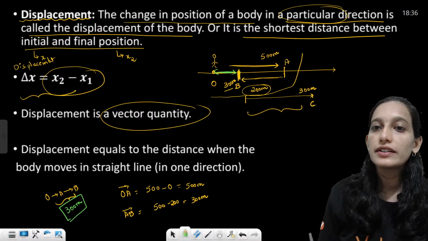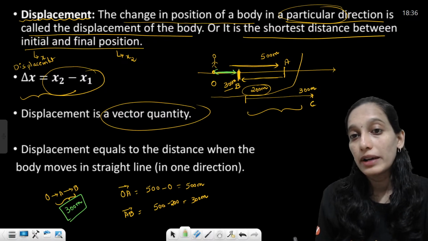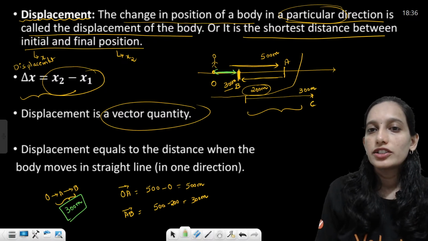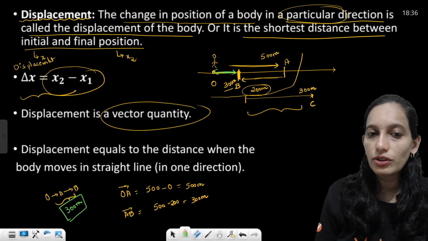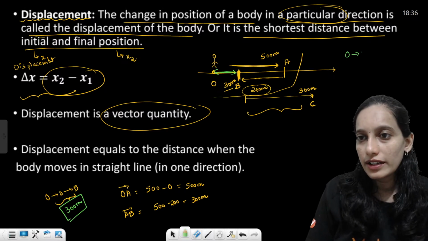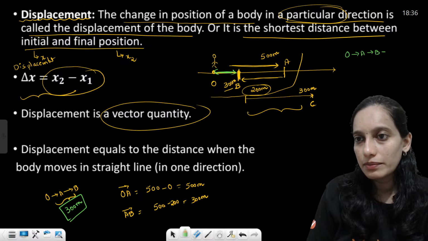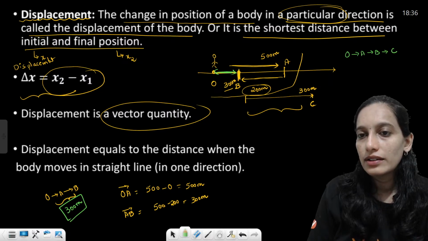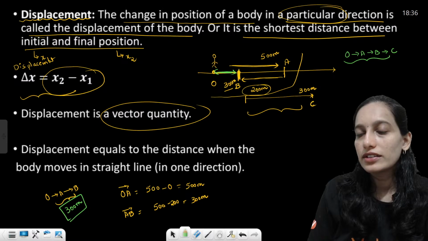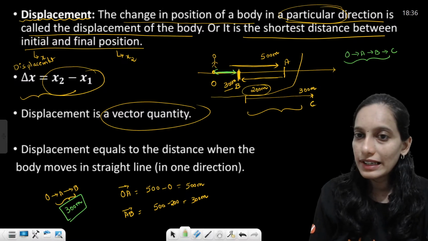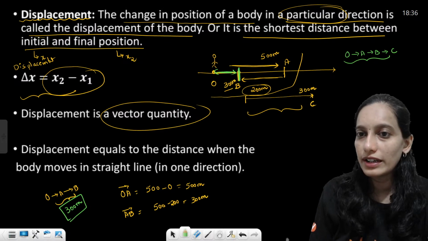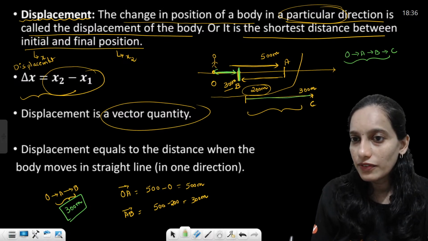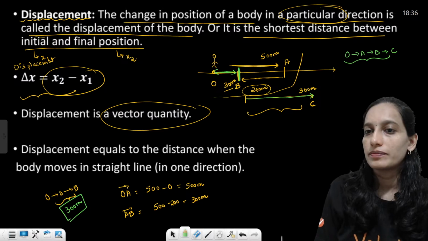Yeah, 300 meters is going to be my displacement for the journey between O to A and back to B. Again, from B to C, if we consider that, what happens? O to A and then B and then C. If I consider this whole motion, what happens? So here my initial position is 300 and then further 300 in this direction.